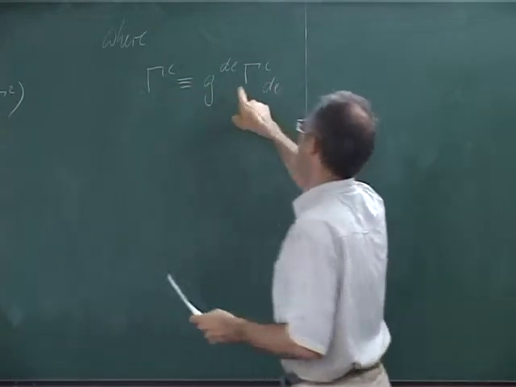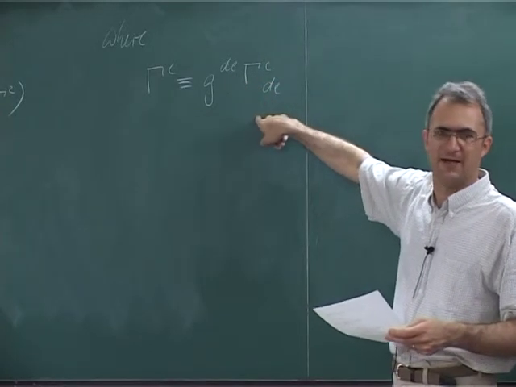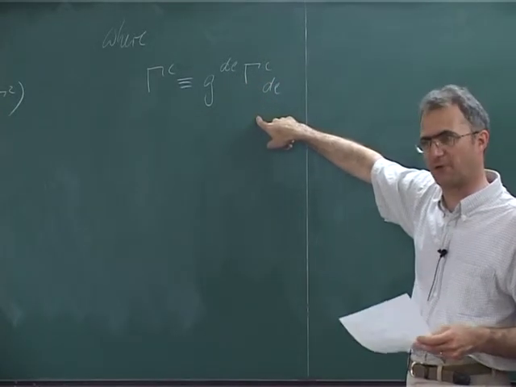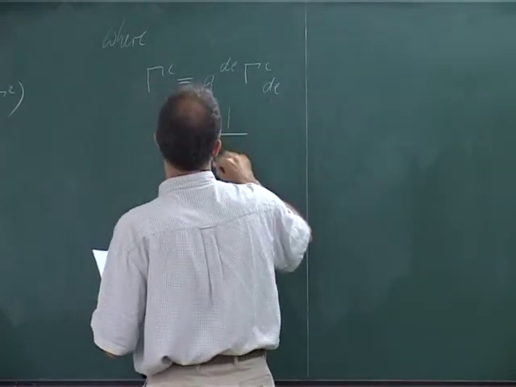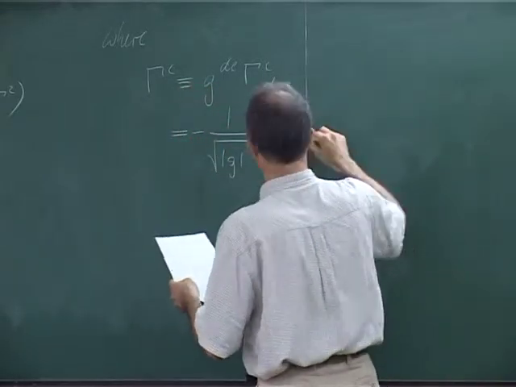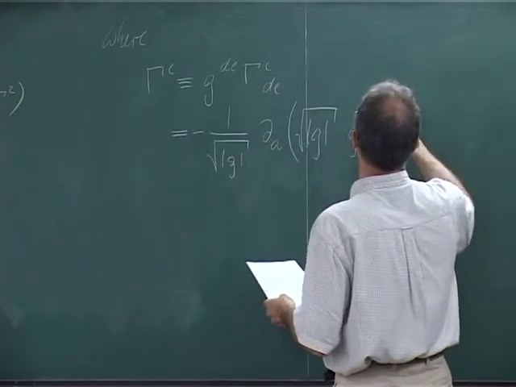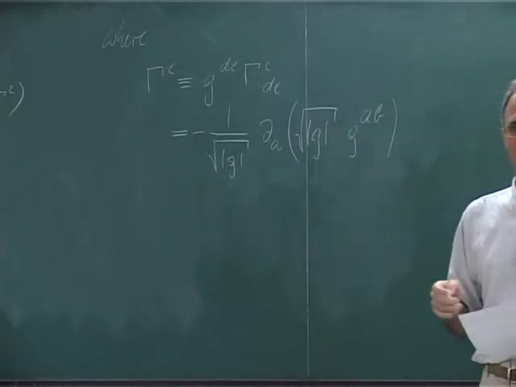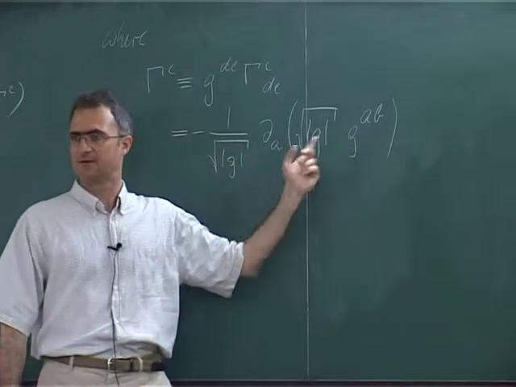Now, you can look up an identity. There's a neat way of writing this contraction of the Christoffel symbols, and I, yet again, refer you to problem 7.7 in the problem book. You'll find that this is the same as -1 over the square root of the determinant of the metric times partial A times the square root of the magnitude of the metric times g^AB. You should find this remarkable because it looks just like a divergence.